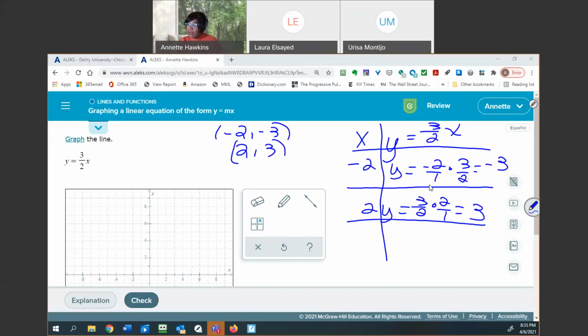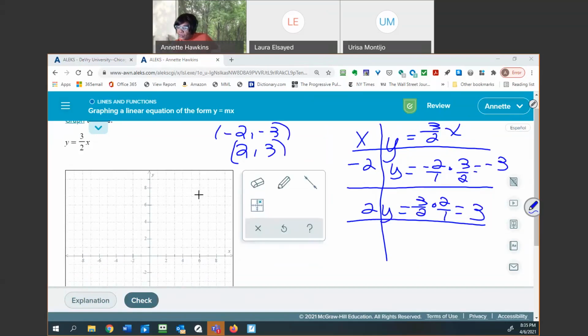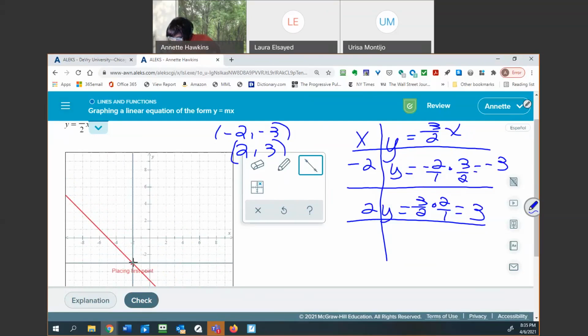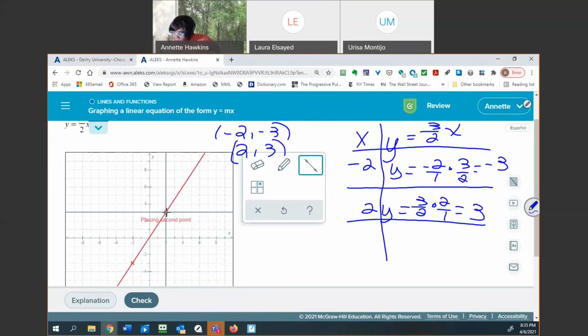Now, if you feel confident, you can just go to the line tool and go to that first point, negative 2, negative 3. Be careful. I think this is right here. It is negative 2, negative 3. Put a point there. All right, now let's go to the other point, 2 and positive 3. And that's the line.